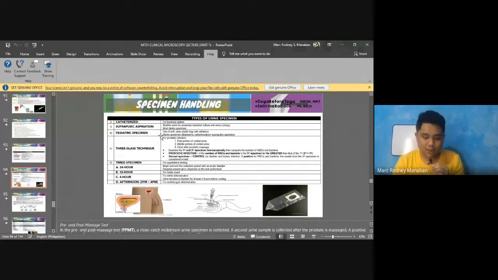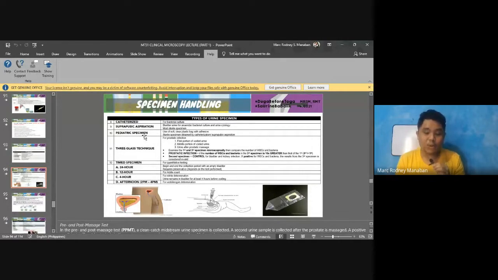Okay? Alright. So again, the disadvantage of the catheter is that it may introduce bacteria into the bladder. Imagine, it passes through the urethra, your catheter. So it can possibly carry the bacteria that are normal flora of the urethra into the bladder, so it can cause infection. Alright? That's the only disadvantage.